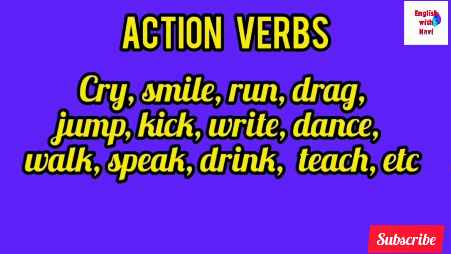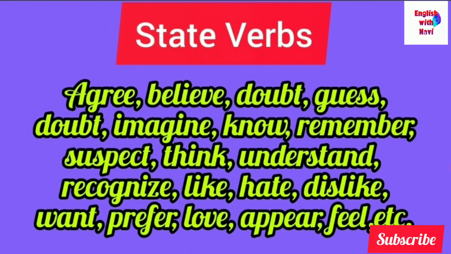I mean the continuous form: present continuous, past continuous, right? Future perfect continuous, something like that. But we should not add the ing form to state verbs. If I say, I am understanding this grammar clearly, that's wrong. We should not add continuous form to the state verbs.